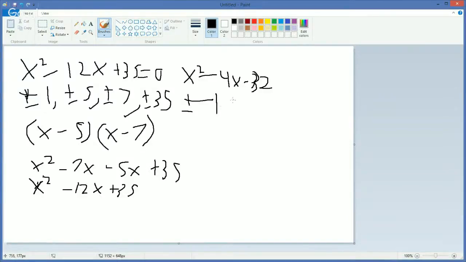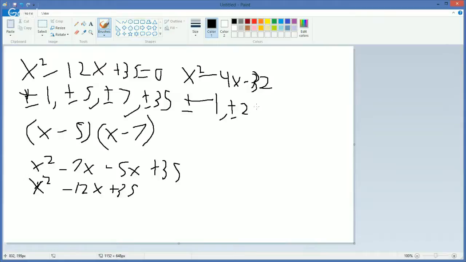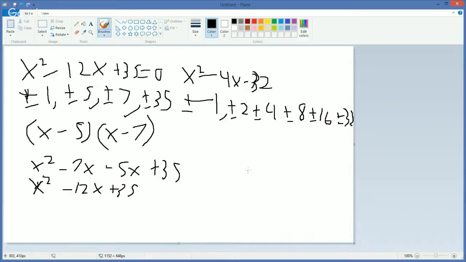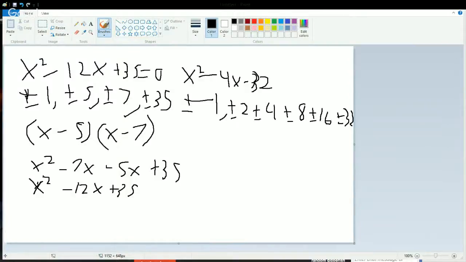Plus minus 1, plus minus 2, plus minus 4, plus minus 8, plus minus 16, and plus minus 32. Okay, so now for these ones, I'm actually going to literally have to do this manual punch in. So this is going to take a sec. And we'll literally just go through each one of these and see what happens.